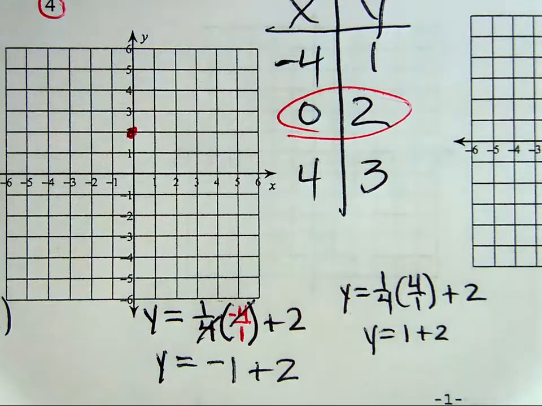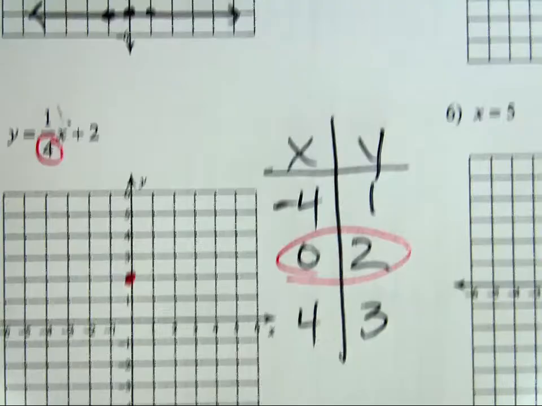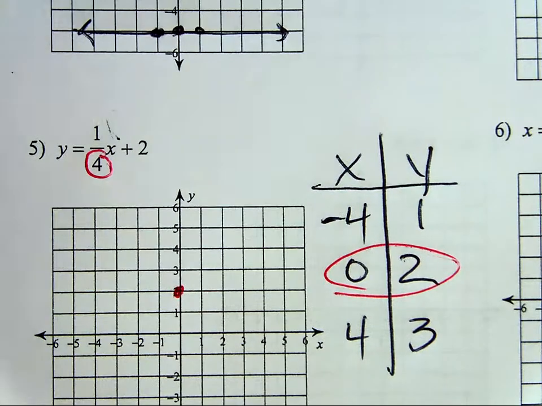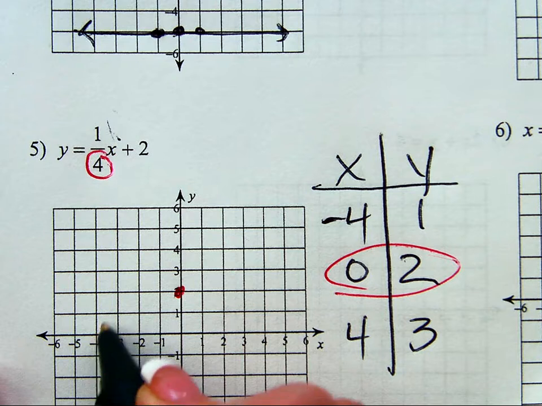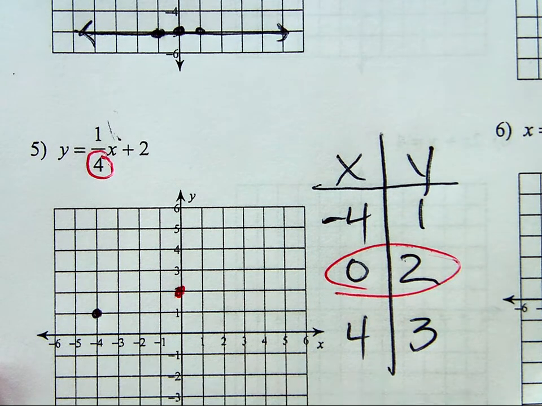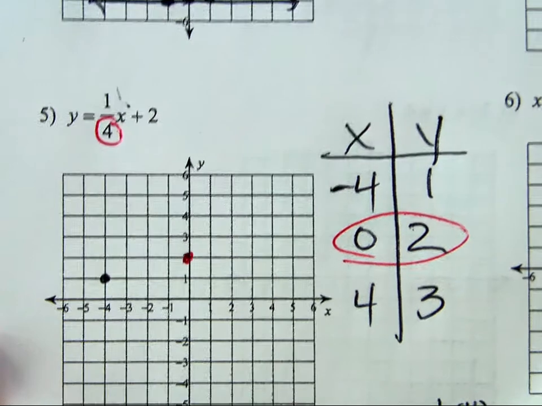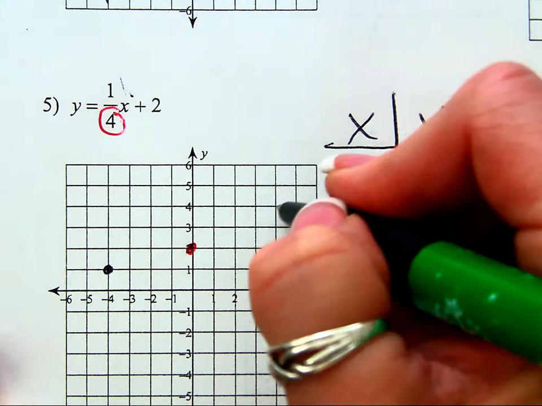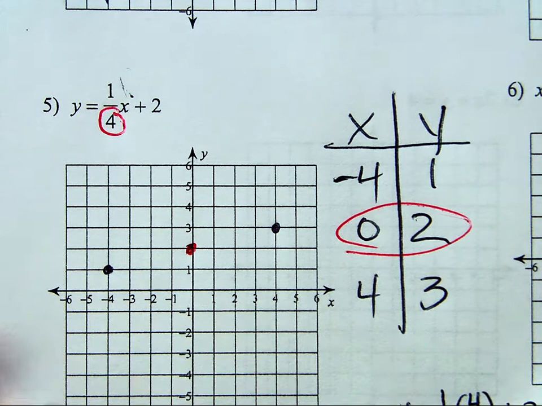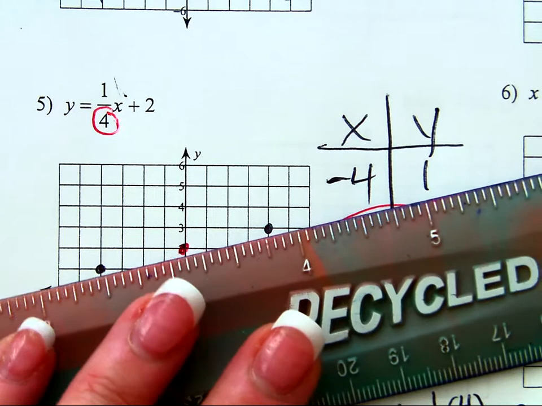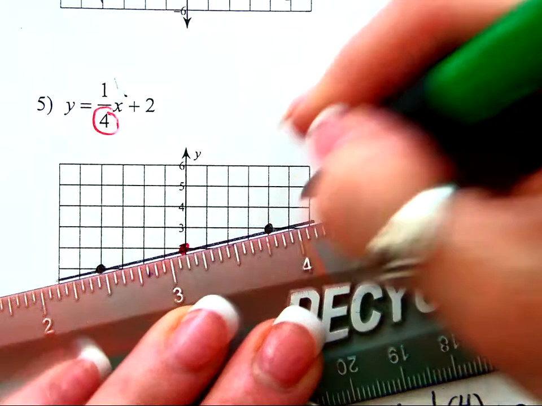All I have to do is plot them to make sure that they line up. And if they do, we're good. Negative 4, positive 1. 0, 2 is always on the y-axis. And then 4, 3 goes here. Looking good. And then let's use what we learned in 4-1 to make sure we got our slope right.